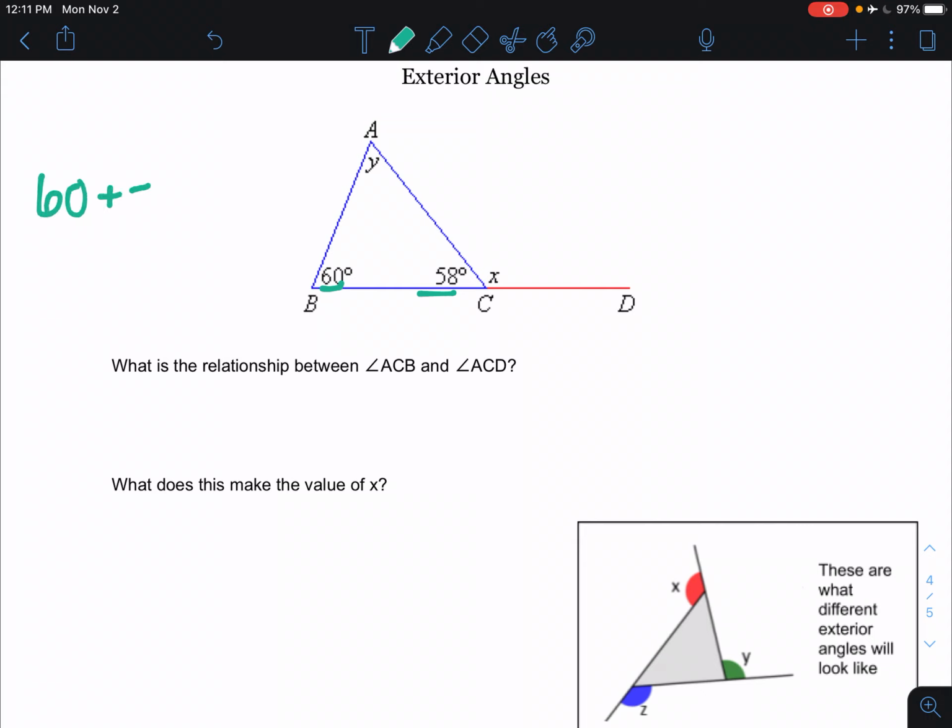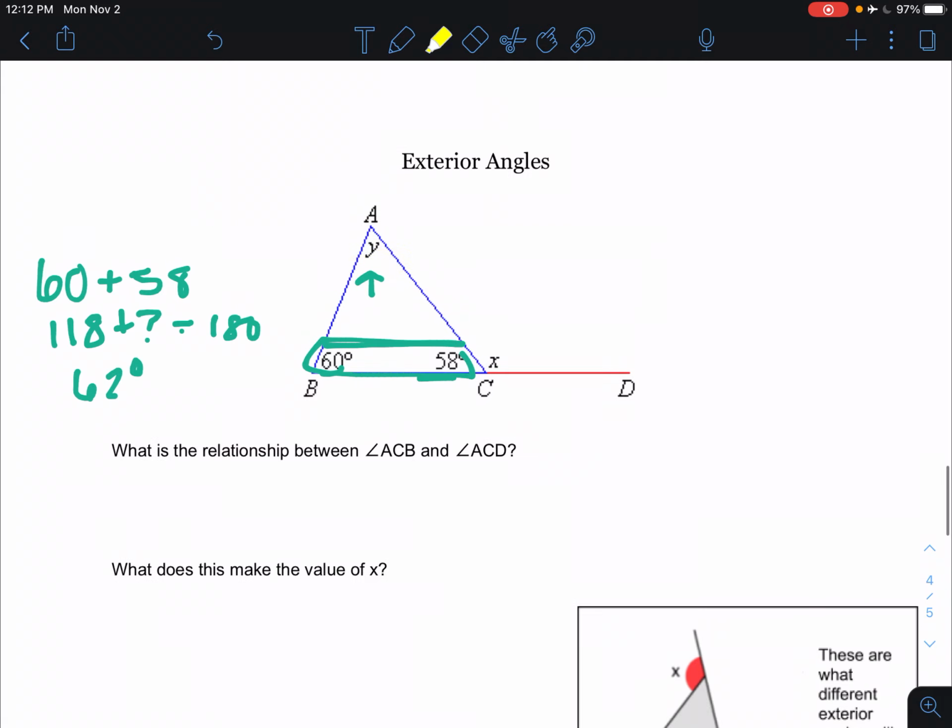I have 60 and 58. Together, 60 and 58 is going to equal 118. So 118 degrees. That's how much I have so far. So how much more do I need to get to 180? That means that I need 62 more degrees. So that means that y is 62 degrees.